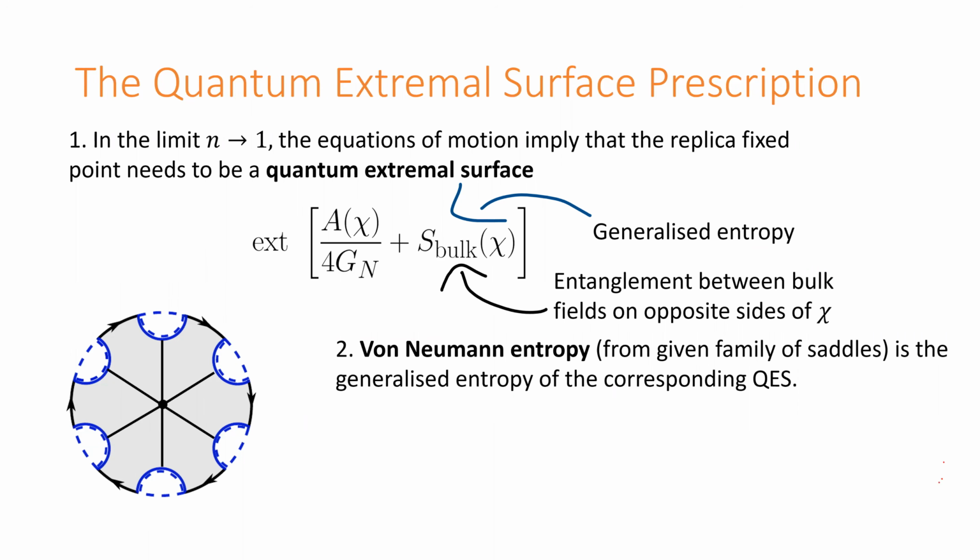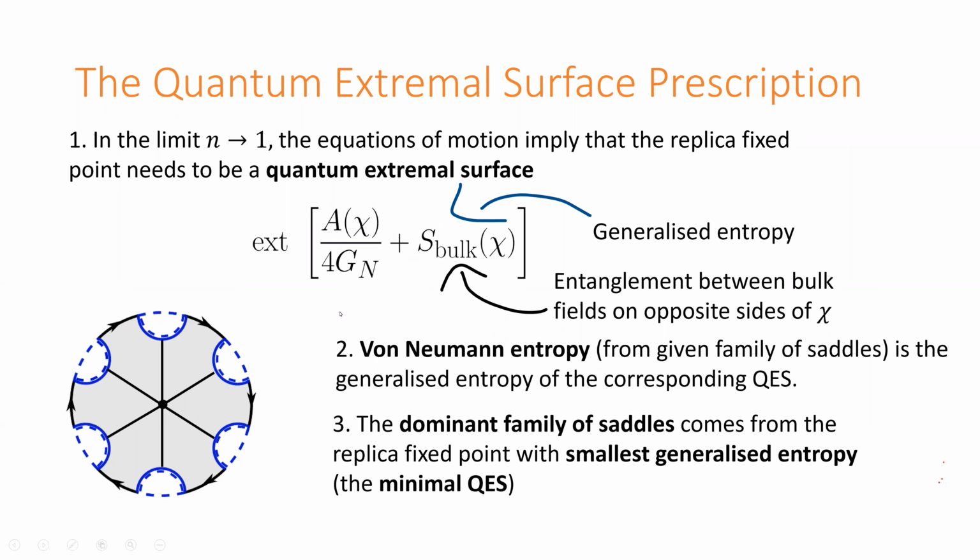Then, for any given replica fixed point, the von Neumann entropy you would get by analytically continuing that family of saddles ends up just being the generalized entropy of the corresponding quantum extremal surface, the quantum extremal surface that happens to be the replica fixed point for those saddles.